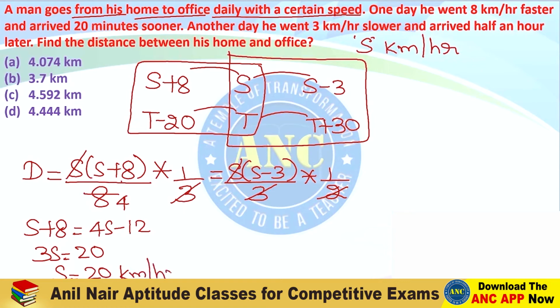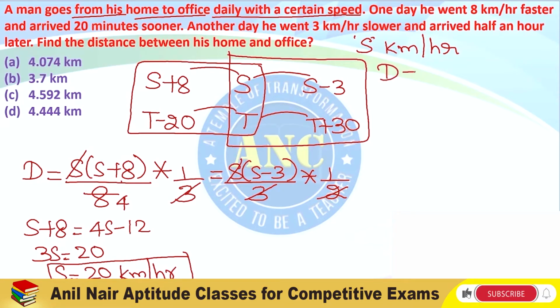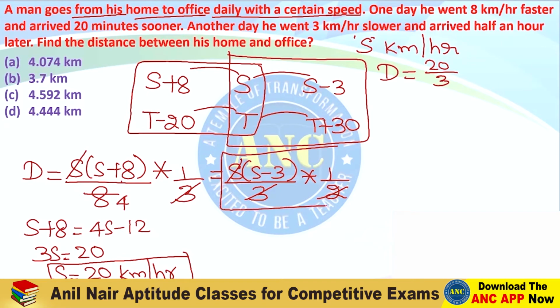So we know the speed, but we are not interested in stopping at the speed, because the question is asking you for the distance. Substitute in any one of the equations. So distance is equal to s, which is 20 divided by 3, into s plus 8, that is 20 divided by 3 plus 8. Or you can also take the second one if you want. Okay, let us calculate for the second equation.